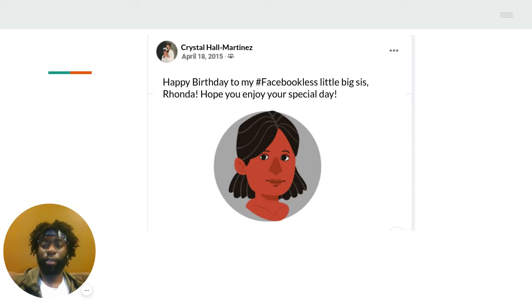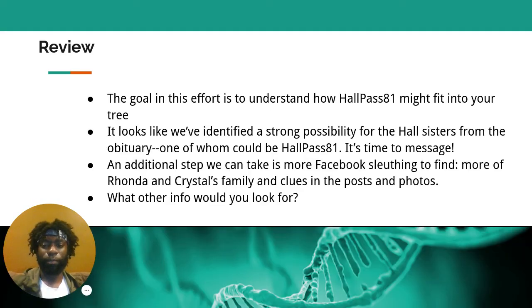So that is some of the evidence that we're looking for to corroborate different records and information that we found, like that obituary. The obituary lists Crystal Hall Martinez, who has a sister, Rhonda, and our hypothesis with all of this is that Crystal or Rhonda, one of them, was Hall Pass 81, and this is likely evidence of that, or an opportunity to reach out and confirm it. So the goal in any of this, again, is to see how Hall Pass 81 and others within that cluster fit within the tree.